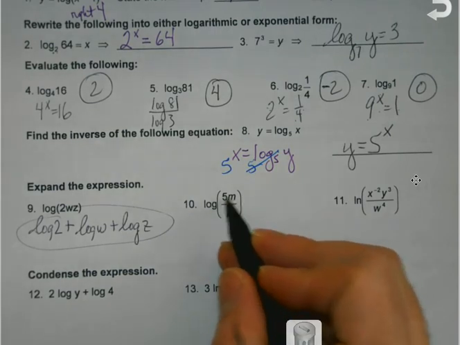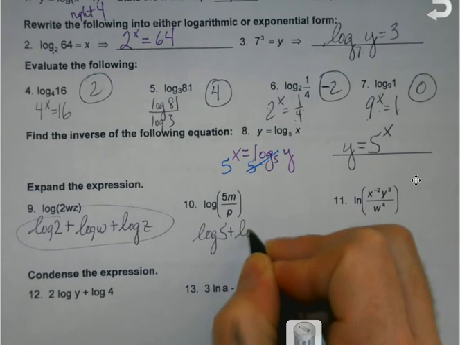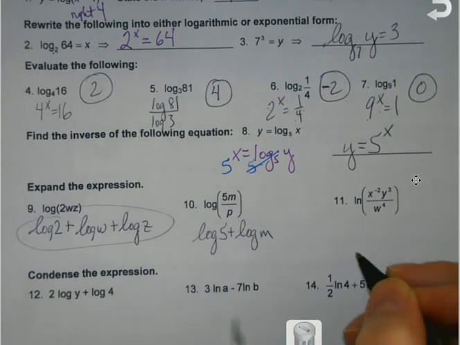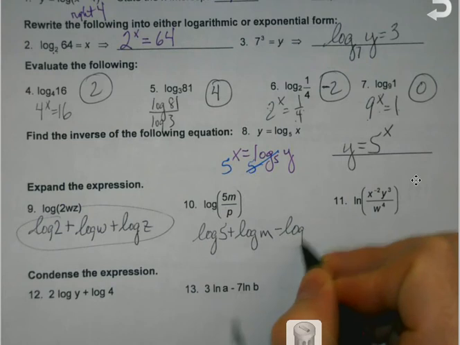Here I look and I've got multiplication. Log 5 plus log m. And division is subtraction. Log p.